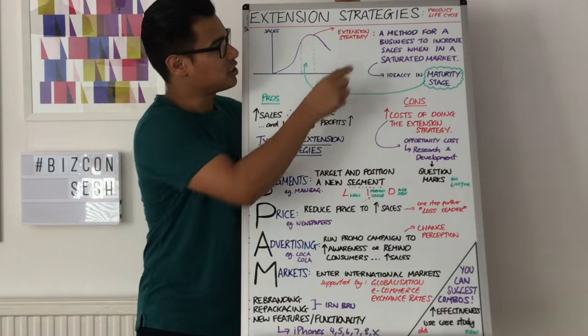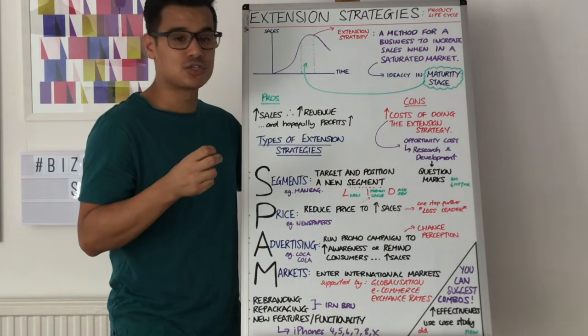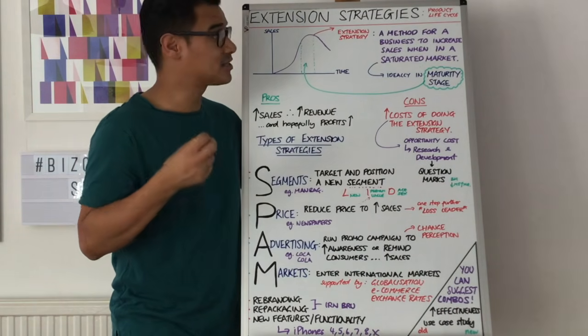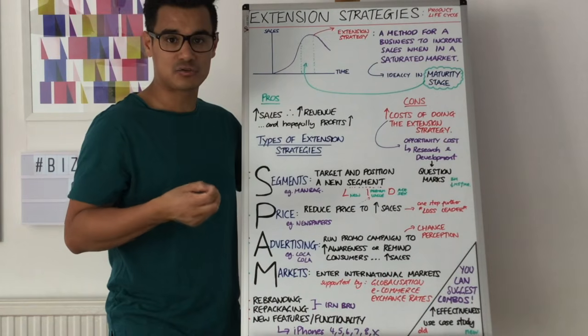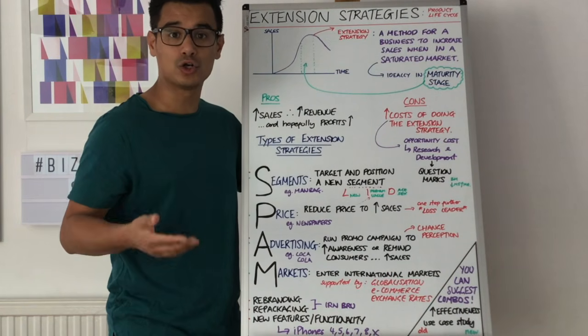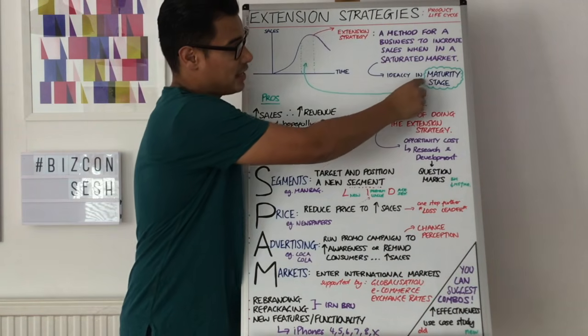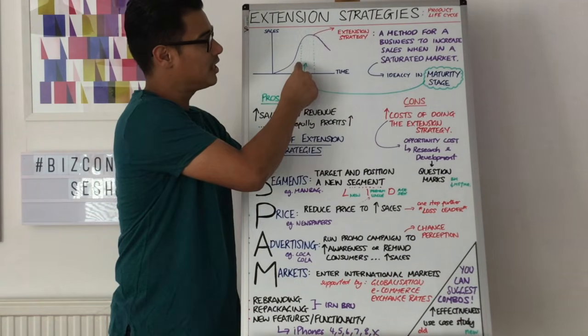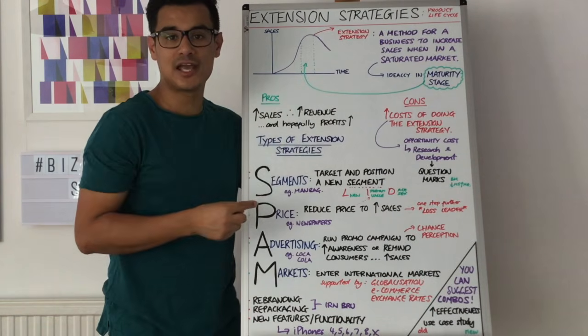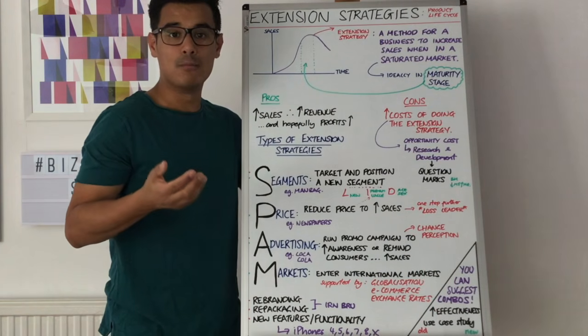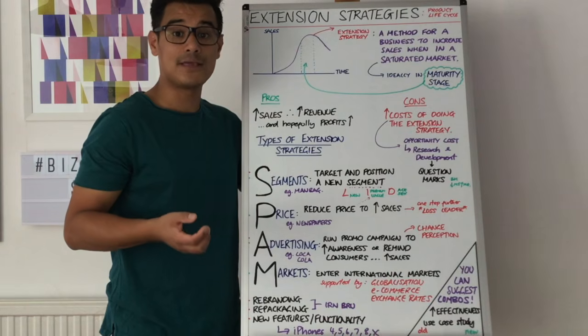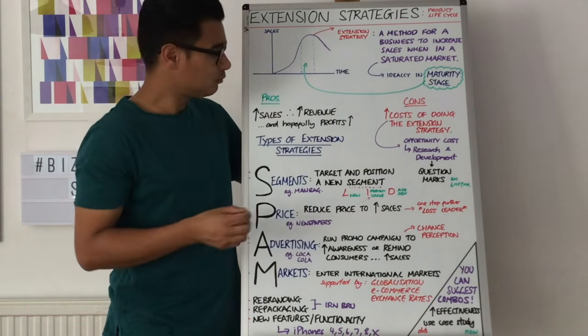And so an extension strategy is a method for a business to increase sales when in a saturated market, a market that's no longer growing. And you're ideally going to do an extension strategy in the maturity stage. It's also possible you could do it in the decline stage, but it's more ideal and more likely to be effective if you do it in the maturity stage.